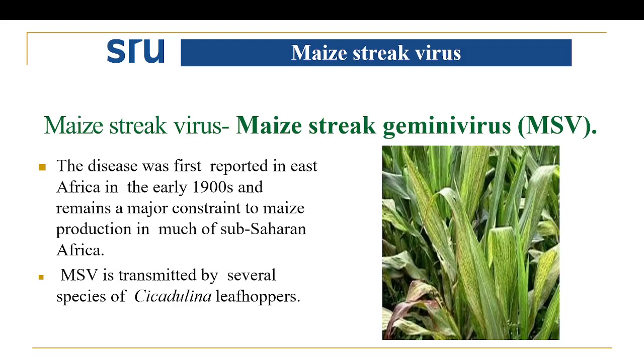Coming to maize streak virus, it was first reported in East Africa in the early 1900s and remains a major constraint in maize production in Africa. This maize streak virus is transmitted by several species of Cicadulina leafhoppers. So here the leafhoppers act as the major vector.